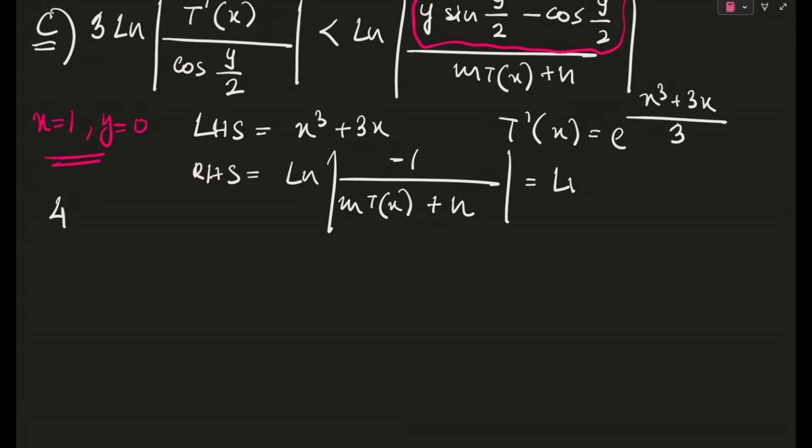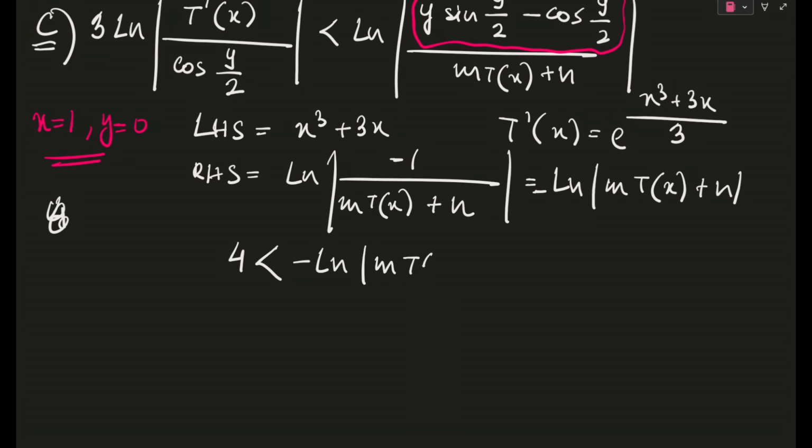So this thing comes out to be minus of ln mod m times t of x plus n. So actually, this is the RHS. So 4 is given to be less than minus of ln mod m t of x plus n. Like any 5th or 6th class student will also say that this thing is absolutely wrong because the thing inside is greater than 0. Exponential functions integration would be something positive only, right? And m and n are arbitrary.